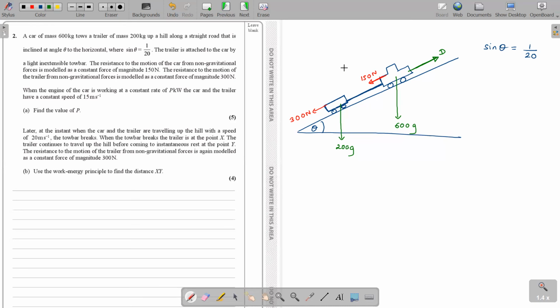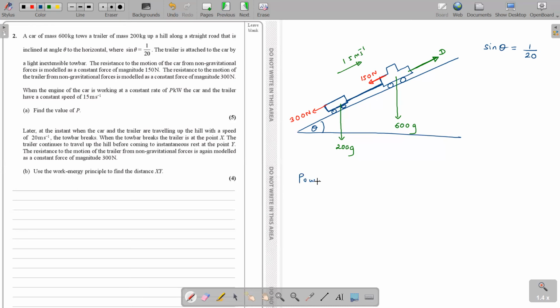Okay, so then it's going at a constant speed of how much? 15 meters per second. Okay, so they're asking us to find the value of P. What is the value of P? P is the power, P kilowatts. Okay, so we have to find the power. So what is the equation for power?